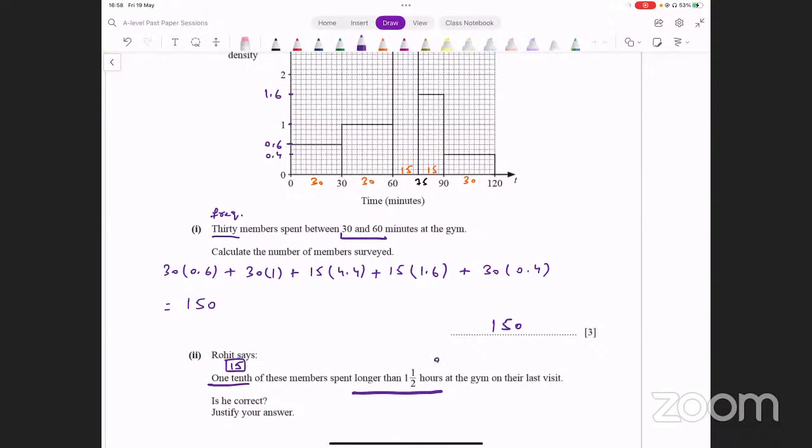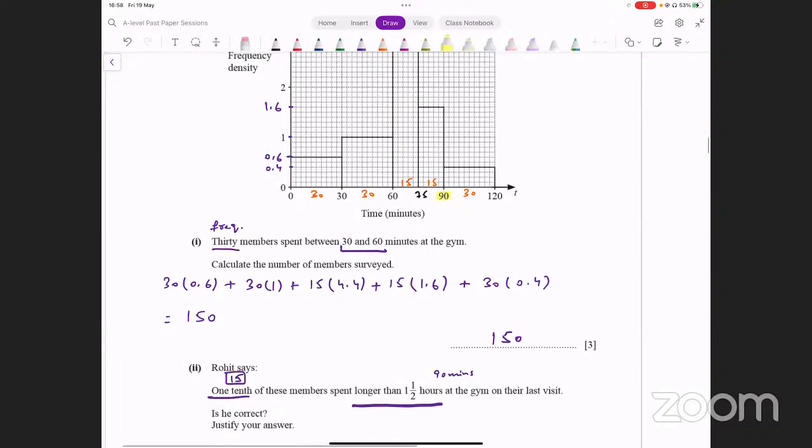ओके, सो 1.5 आवर्स कितने होते हैं? 90 मिनट्स होते हैं. अगर आप ग्राफ में देखें, this is where the 90 minute mark is. अब इससे ज्यादा कितने लोगों ने स्पेंड किया टाइम? ये लोग, राइट? What was this number? 30 into 0.4. Let's calculate that. 30 into 0.4 is actually 12.